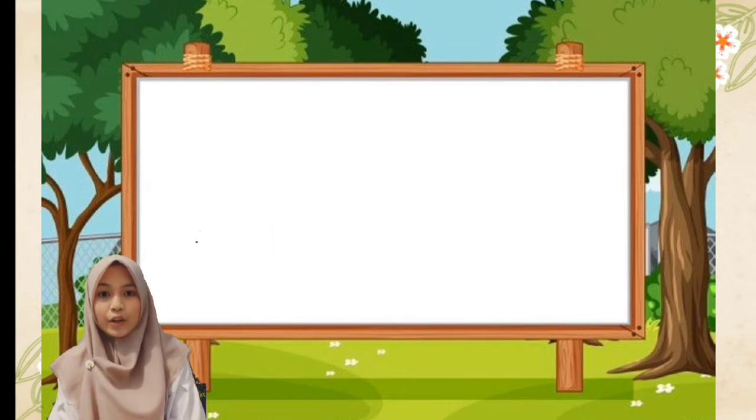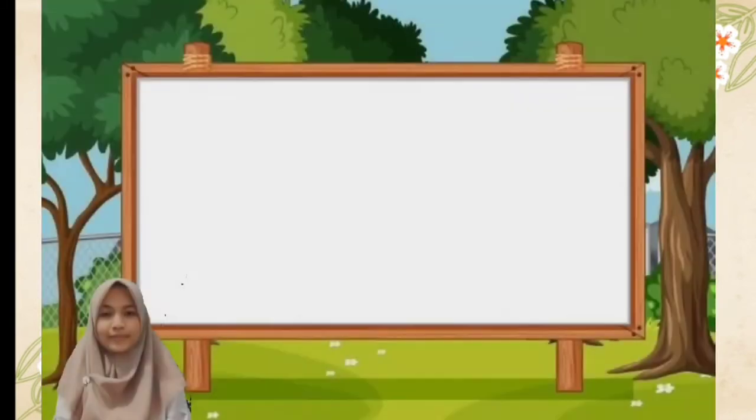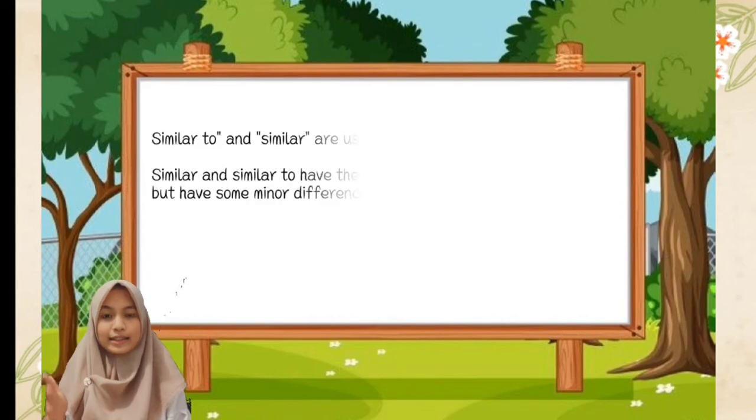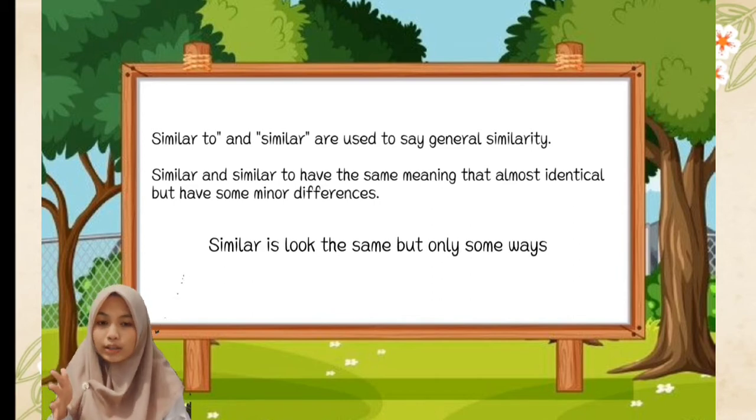In this video, I will present my presentation about similar to. Similar to and similar are used to say general similarity. Similar and similar to have the same meaning, that is almost identical but have some minor differences. Similar is look the same but only in some ways.